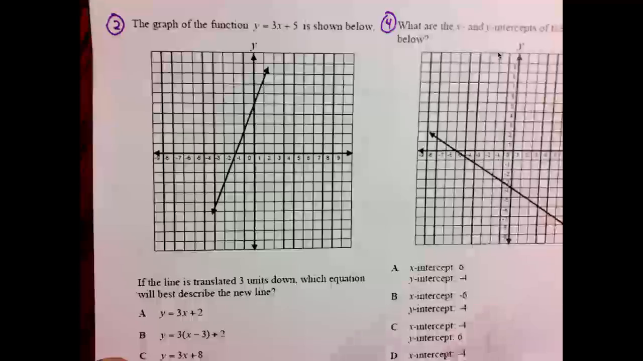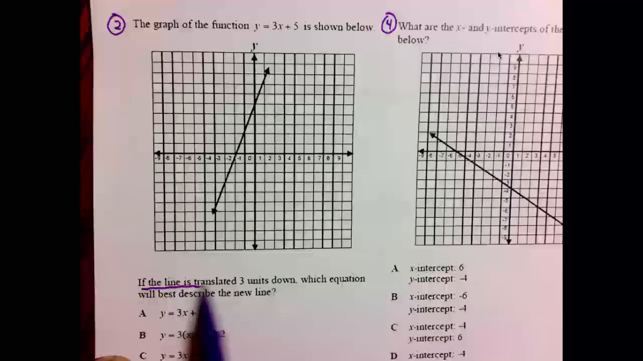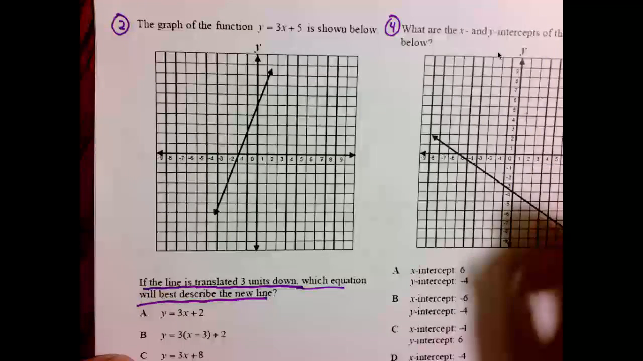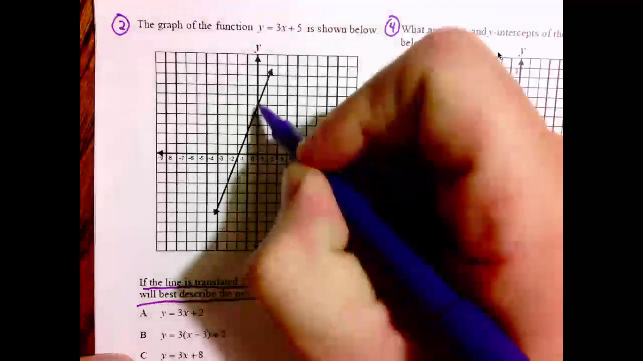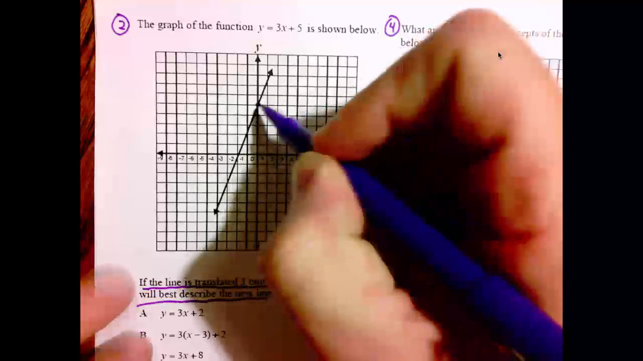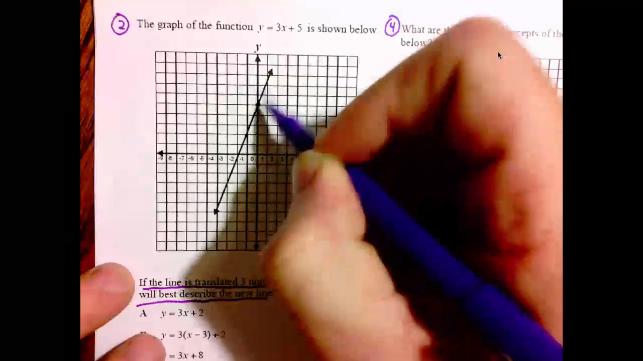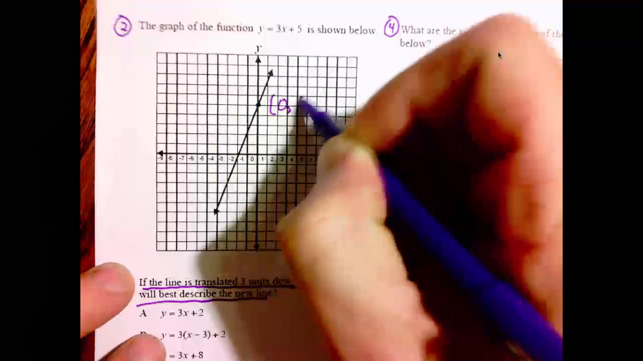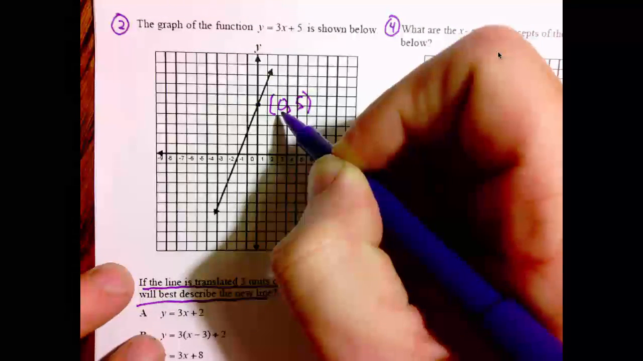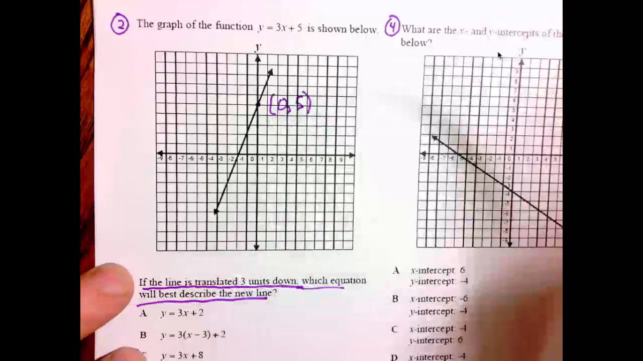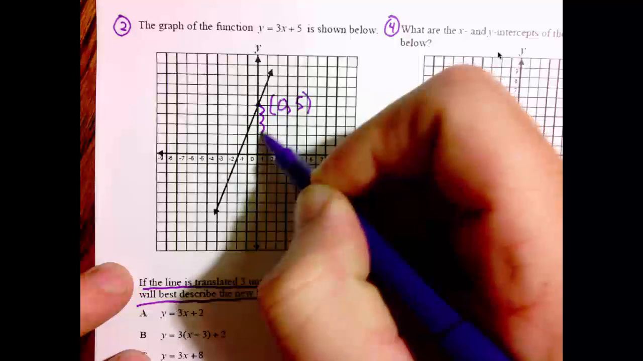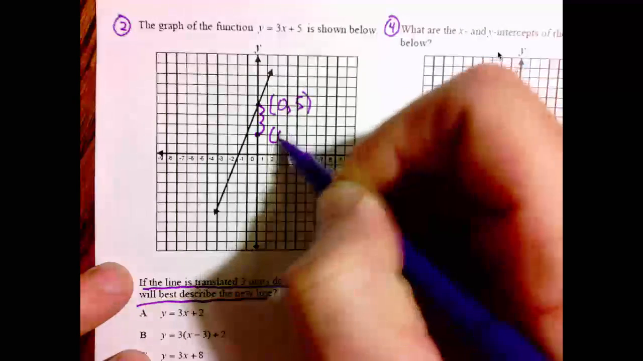Number 2. If the line is translated 3 units down, which equation best describes the new line? Well, let's identify the current y-intercept. That's the y-intercept. It's the point where the y-axis and the line intersect. The point is 1, 2, 3, 4, 5. Notice at the y-intercept, the x value is 0. That's always the case. Well, if we translate that 3 units down, 1, 2, 3, the new y-intercept would be at 0, 2.